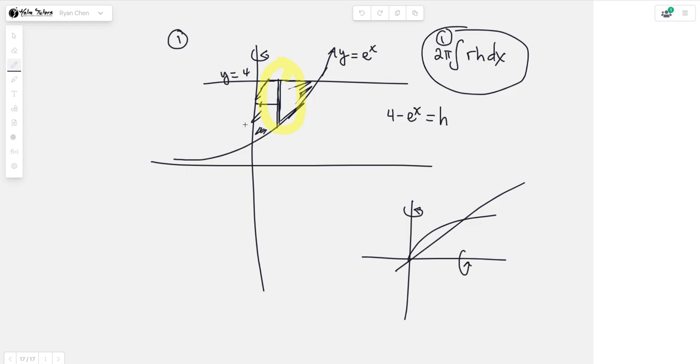So we're basically done. You figured out H, which is the hardest part. And then what's R? It's just x. You shouldn't even think. If you're rotating about the y-axis for shell, R is x, period. The end. So replace this R with x, replace that H with 4 minus e to the x, and it's done.